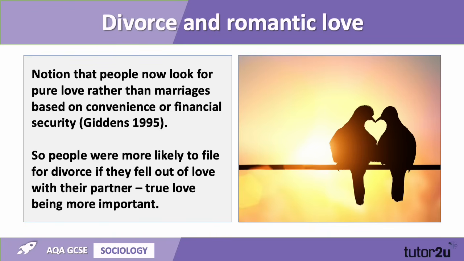Anthony Giddens argued that in contemporary society, people sought out pure love as opposed to marriages of convenience or financial security. So consequently, people were more likely to petition for divorce if they fell out of love with their partner. He argued that nowadays couples have increased expectations. Couples want love, companionship and emotional satisfaction over economic stability, so are not prepared to remain in empty marriages like they may have done in previous generations.